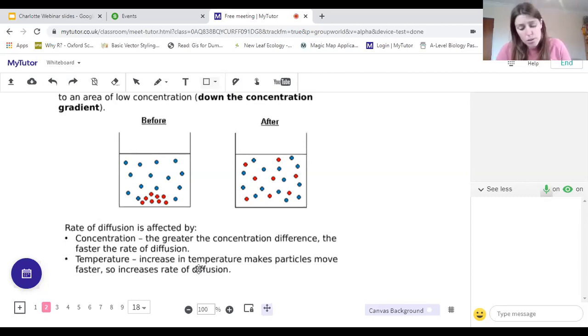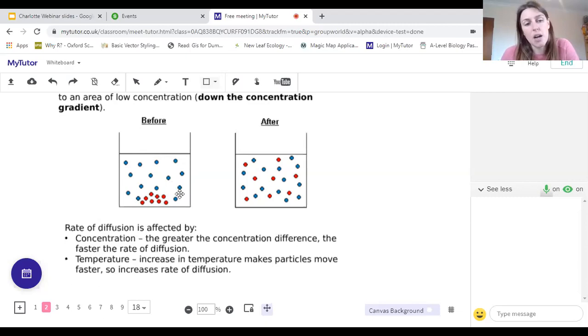You can also affect diffusion by concentration. So the greater the concentration difference, the faster the rate of diffusion. In this example, we can see all of the red dots were concentrated at the bottom. So there's a really high concentration of them there and a really low concentration of them at the top.